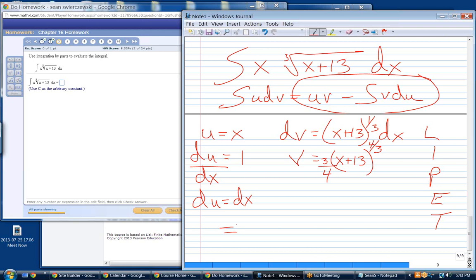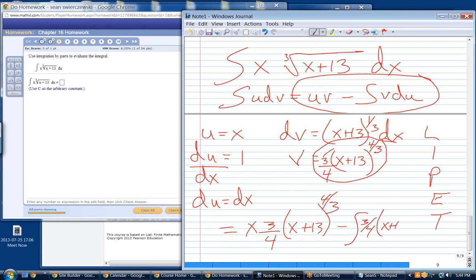So what is uv? Okay, x times v, times this whole thing. Right, okay, so let's write that 3/4 x plus 13 to the 4/3. Okay, what's next? And then minus the integral of that whole thing dx. du was dx, yes.